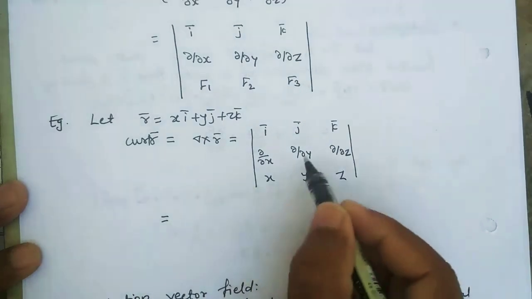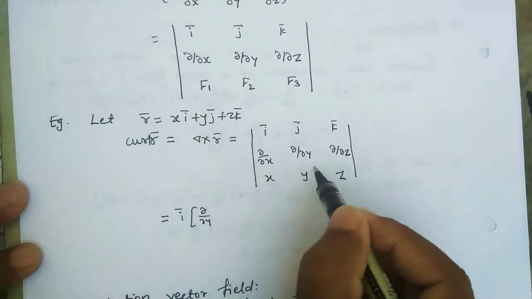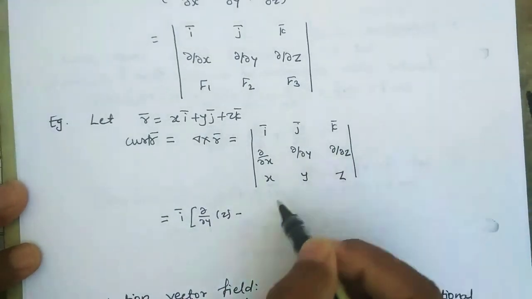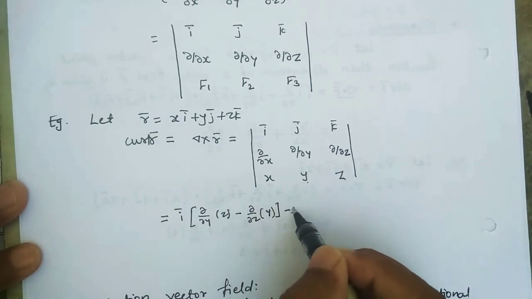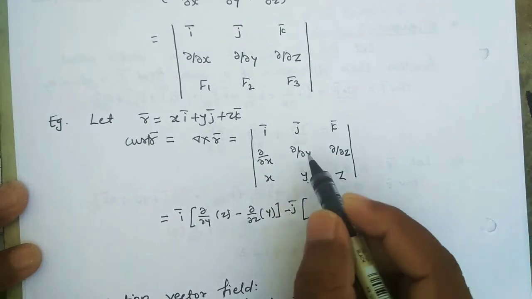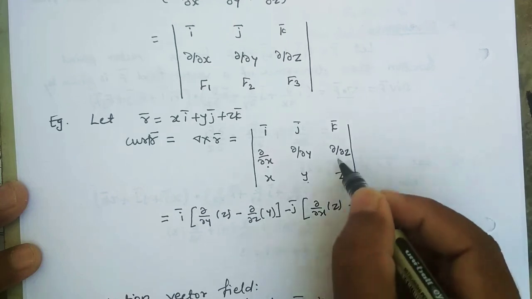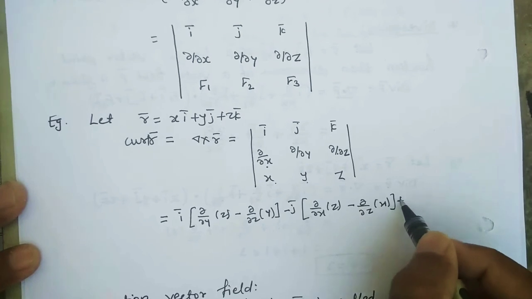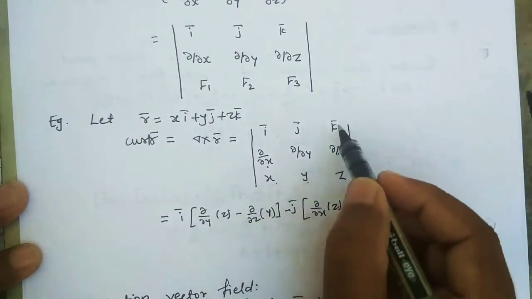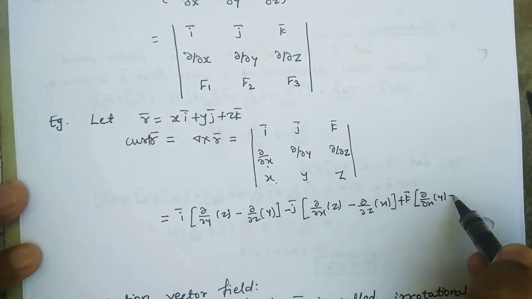Now calculating the determinant, first i bar as it is: del by del y of z minus del by del z of y, minus j bar into del by del x of z minus del by del z of x, plus k bar into del by del x of y minus del by del y of x.